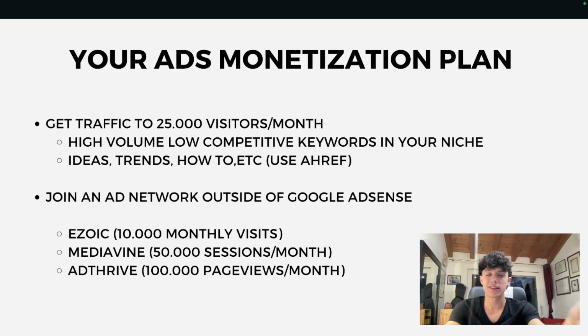Once you join AdSense, you need to join another ad network that is not correlated to Google AdSense. For example, Ezoic, Mediavine, AdThrive. And for each of these, you need to get a minimum: for Ezoic 10,000 monthly visitors, for Mediavine 50,000 sessions per month, and for AdThrive 100,000 page views per month. Each of these, as you go lower, is going to pay you more, as it requires a lot more sessions, page views, and visits per month.